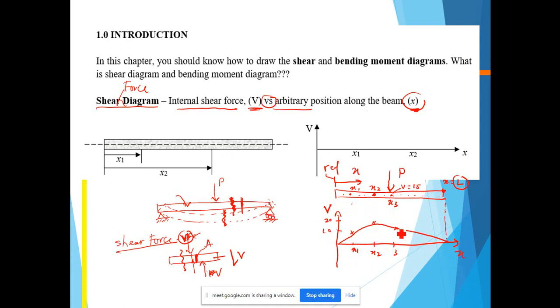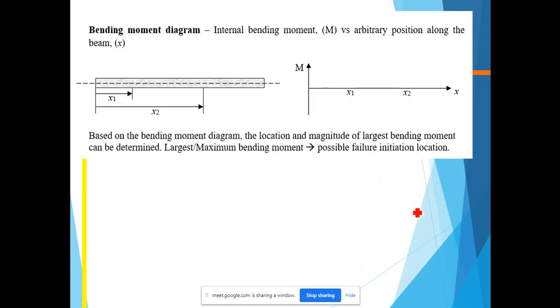From this graph, we actually can determine what is the maximum shear force, sorry, what is the maximum shear stress. Maximum shear force means maximum shear stress. So from this diagram, we can identify which point gives the highest internal force. That will be the critical point. So that is the shear force diagram. Now, bending moment diagram.